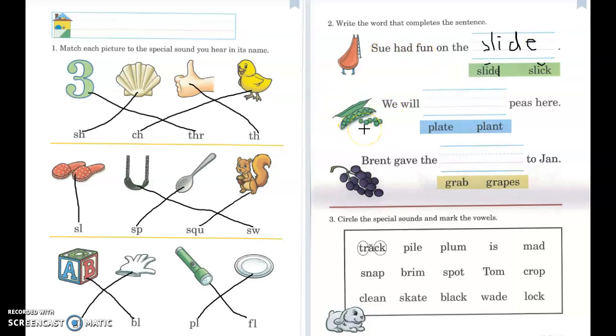Here I have some peas. So let's read the sentence. We will blank peas here. So here are my two choices. I have plate. We will plate peas here. I don't know, that doesn't sound very good to me. So let's try this one. Only one vowel here. It's a short sound. Plant. We will plant peas here. That makes more sense. Let's write the word plant. P-L-A-N-T. We will plant peas here.